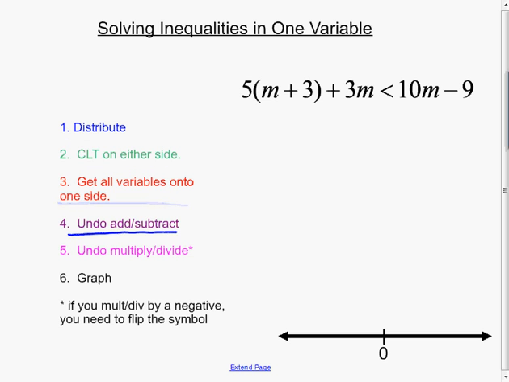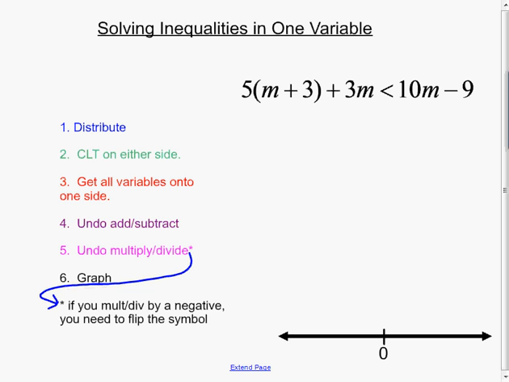Step 4 is undo, add, subtract. Step 5 is undo, multiply, or divide. And we see it's got this little asterisk here that we'll address in a moment. And step 6 is graph. When we solve an equation, we really don't graph it when it's just an equation in one variable. And let's see what that asterisk was about here.